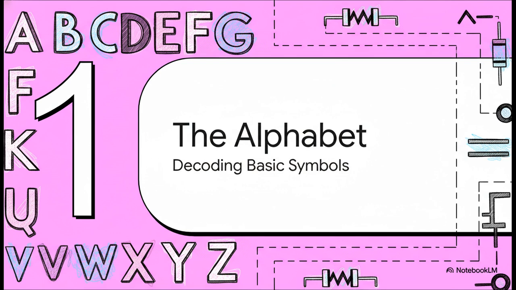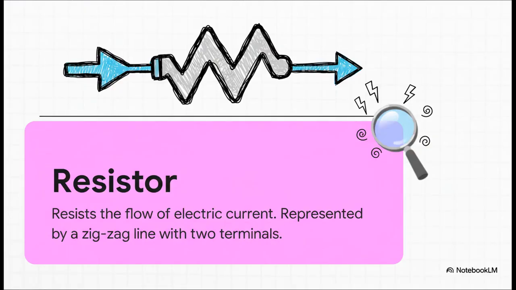Okay, so every language starts with the basics, right? The ABCs. For us, right now, our alphabet is the set of symbols for the most basic electronic components. Once you get these down, you are well on your way. First up, we've got the resistor. This is probably the one you'll see more than any other. Its whole job is to resist, or kind of slow down, the flow of electricity. Think of it like a bottleneck you'd use to control traffic flow. And its symbol? It's just that classic zigzag line.